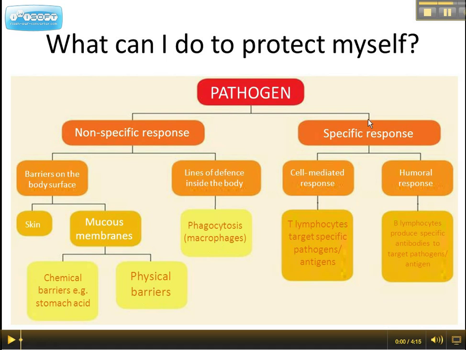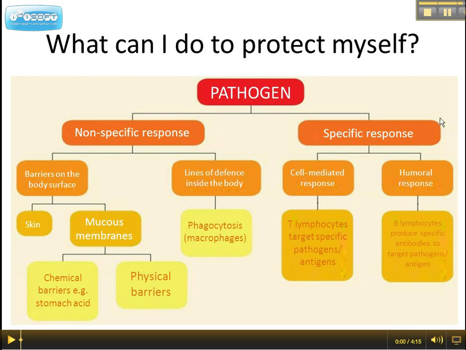The specific immune response is much slower than the non-specific, but it is targeted at a particular type of pathogen, and there are two categories. The cell-mediated response, which includes the T lymphocytes, and the humoral response, which includes B lymphocytes and the production of antibodies. In a non-specific response, there's no memory of the pathogen, and so that pathogen will keep coming back time and time again, and the same response will always have to be used.